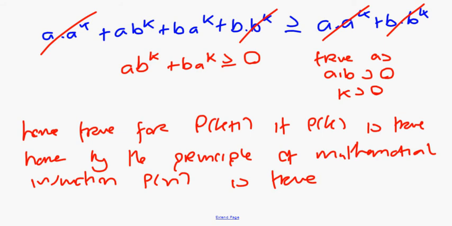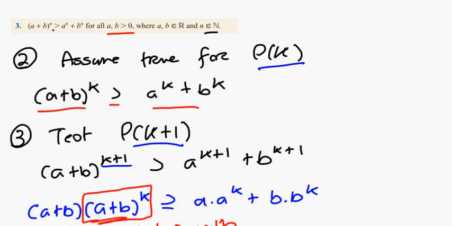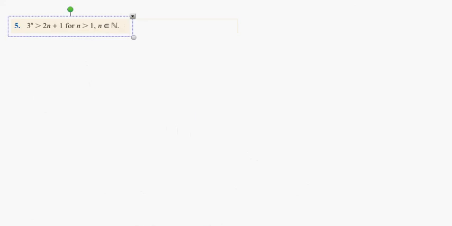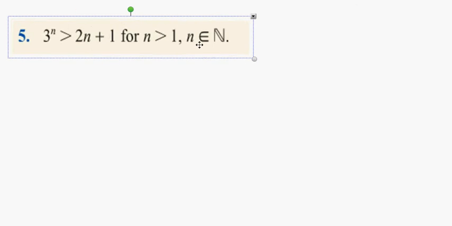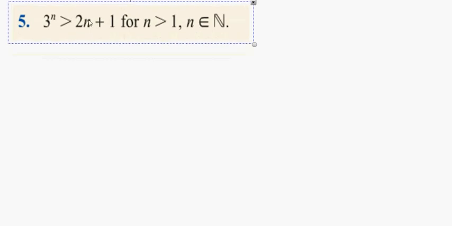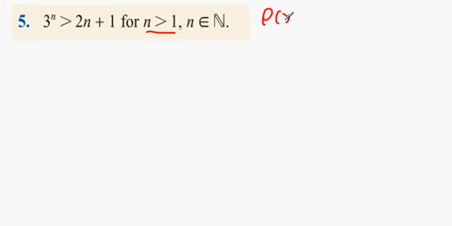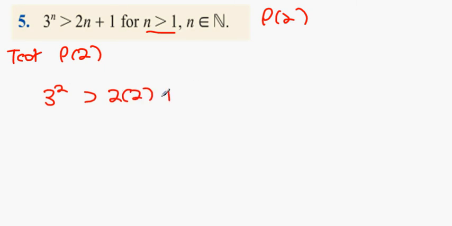Okay, moving on to question 5. Now, in question 5, what we have here is 3 to the power of n is bigger than 2n plus 1 for n greater than 1. n greater than 1 means that P of 2 is our starting point. So we're going to test P of 2. We test P of 2, we're going to get 3 squared greater than 2 multiplied by 2 plus 1. 9 is greater than 5. So this is true for P of 2.